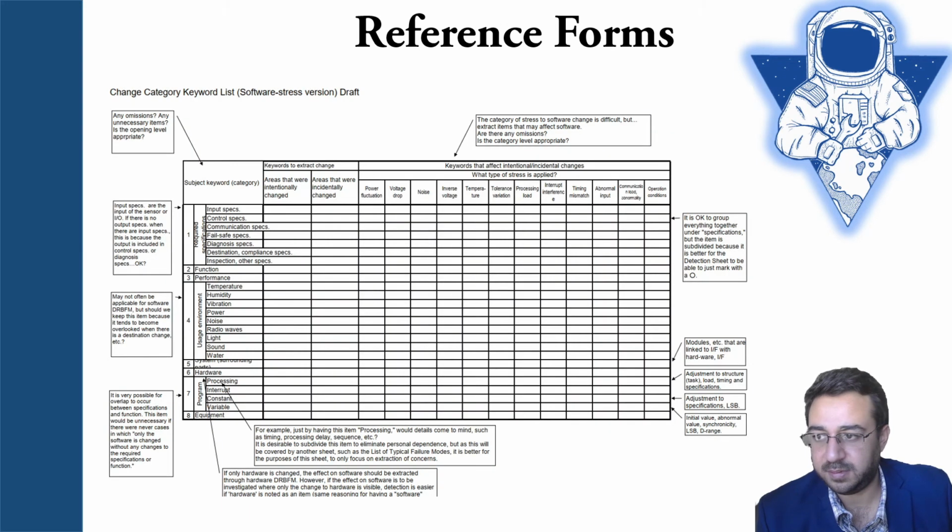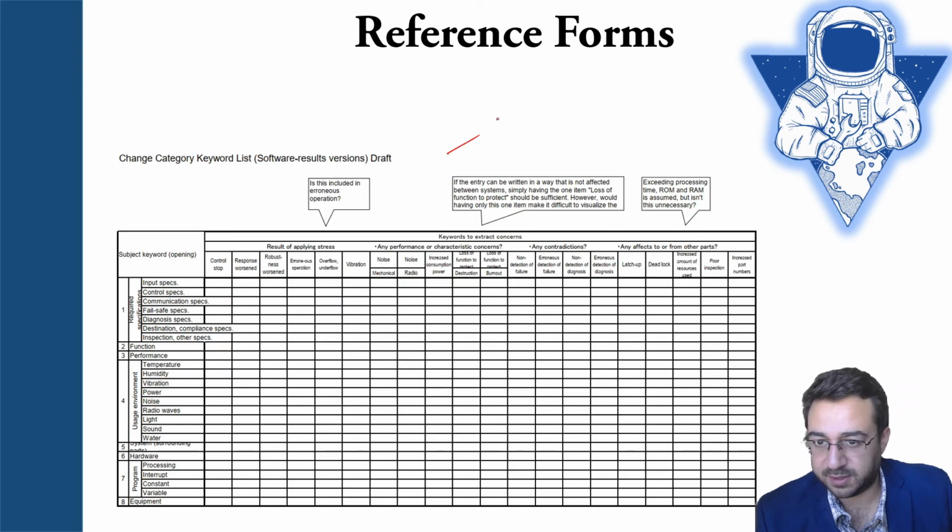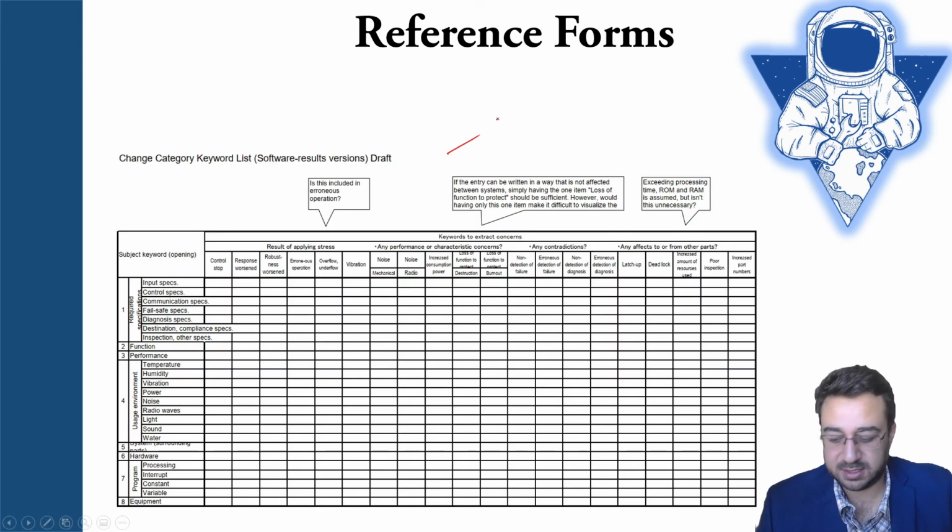Same thing here. And you have change category software stress version draft. And same thing, you have reports, you have references. Again, anything that could help you in telling the story of your root cause analysis or A rank items list, then it's good practice to put it in the reference form. You have software results version, and by that we can say we reached the end of our DRBFM course.